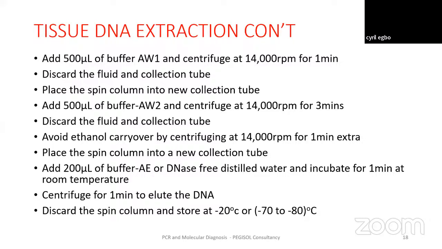You therefore add the buffer AW2 and centrifuge for 3 minutes at the same RPM. Then you discard the contaminant and the collection tube. Then you place this spin column into a new collection tube. Then it is now time for elution.